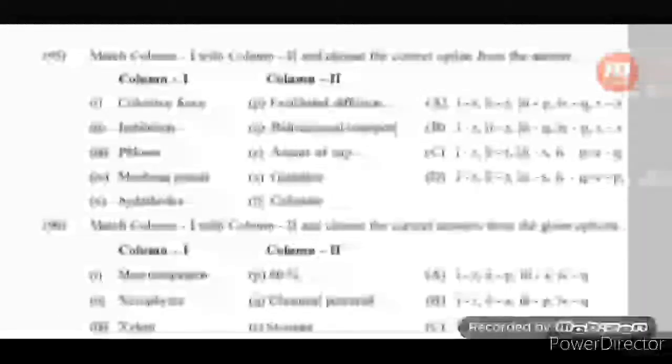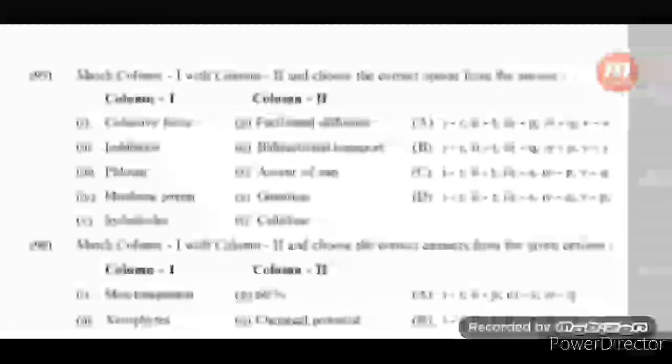Now if you come to our next question, that is question number 95. Column 1, here 5 options they have given. First one is cohesive force, then imbibition, phloem, membrane protein, and hydathodes. In column 2: facilitated diffusion, bidirectional transport, ascent of sap, guttation, and cellulose. These are the options given in column 2.